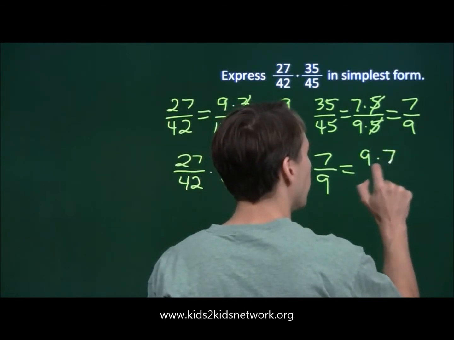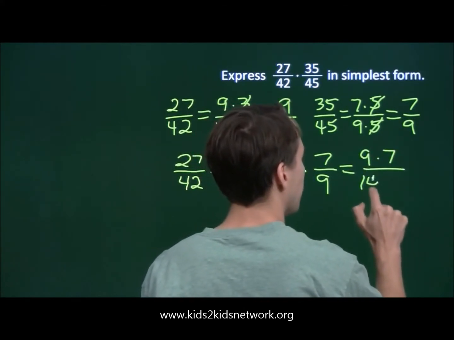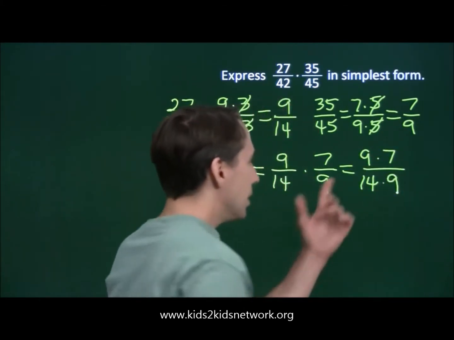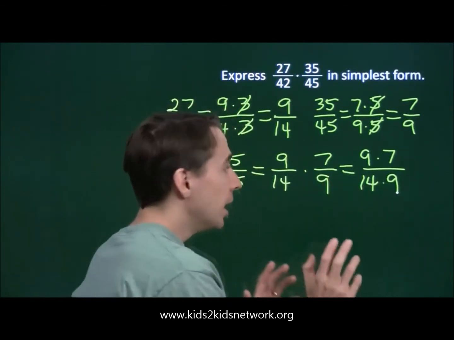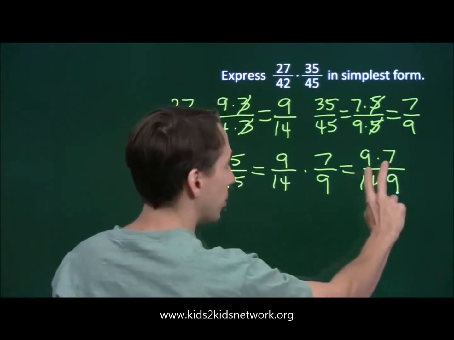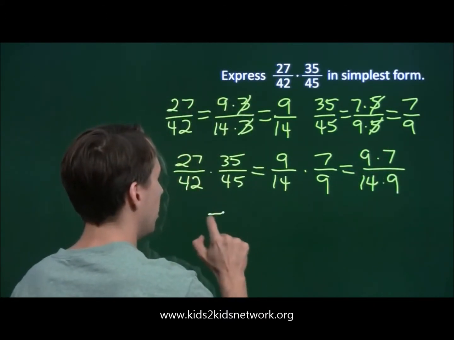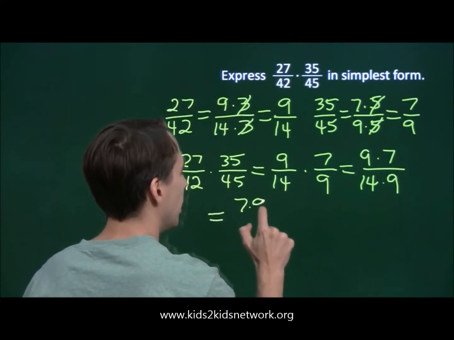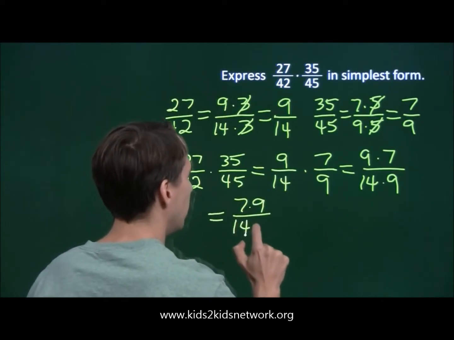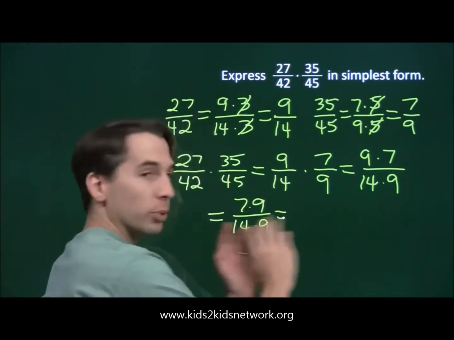If we did do our normal fraction multiplication, multiply the tops, multiply the bottoms, we get 9 times 7 over 14 times 9. Now, of course, it doesn't matter what order we multiply numbers in. We can change the order here. We can flip the 7 and the 9, so that becomes 7 times 9 over 14 times 9. And now we can break this out.